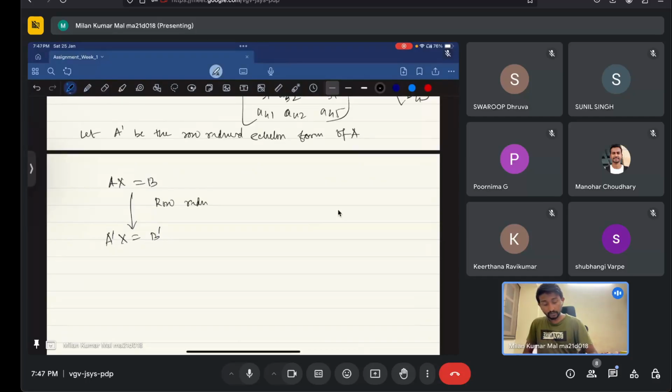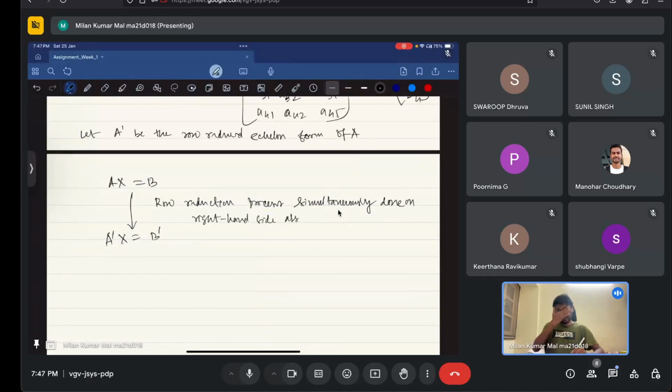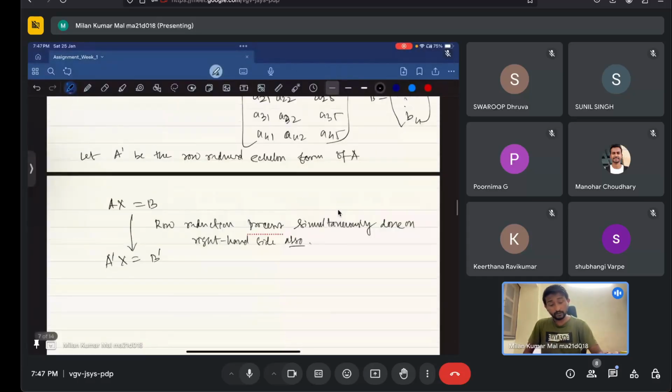Okay, let A' be the row reduced echelon form of A. The row reduction process is done simultaneously on the right hand side also. That means what I want to say here is that if I am just interchanging two rows, then we will also interchange the corresponding Bi, Bj.